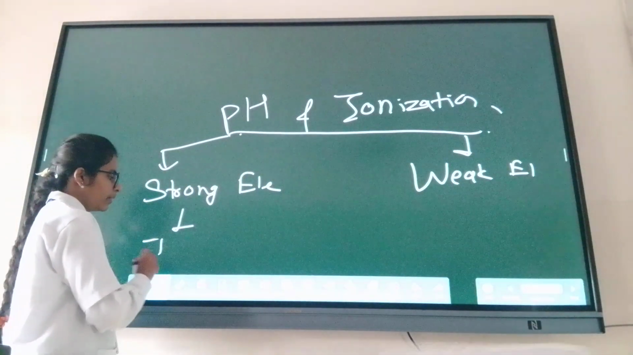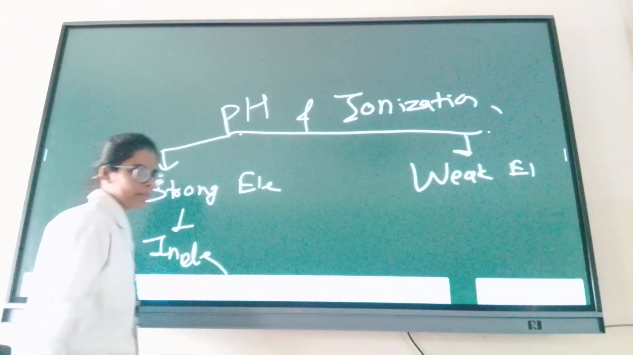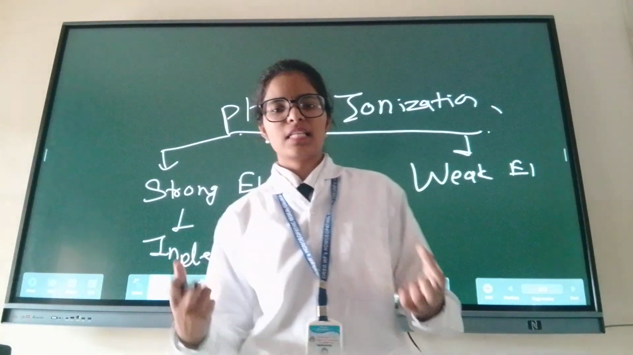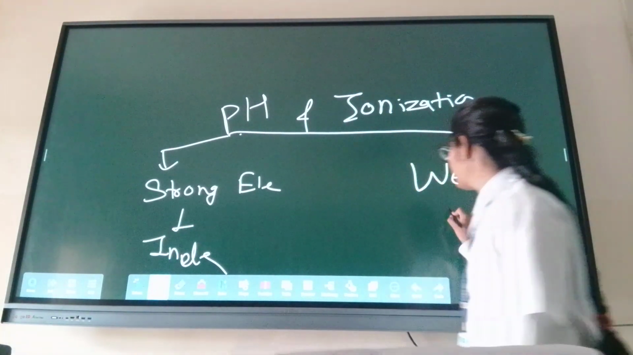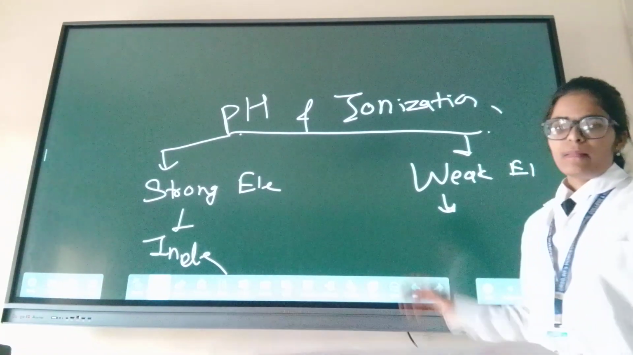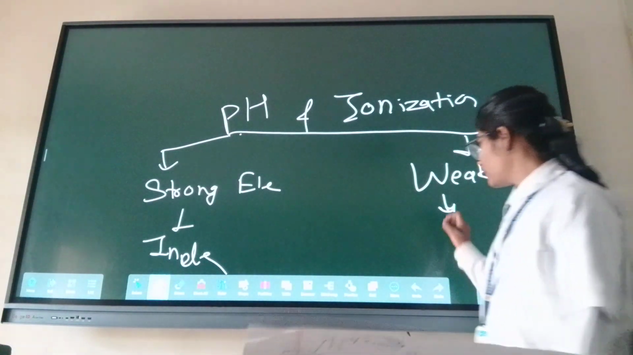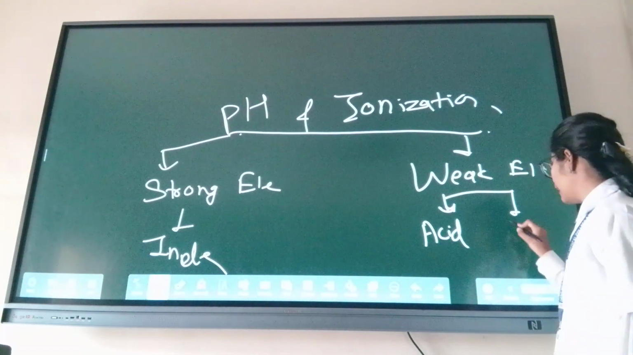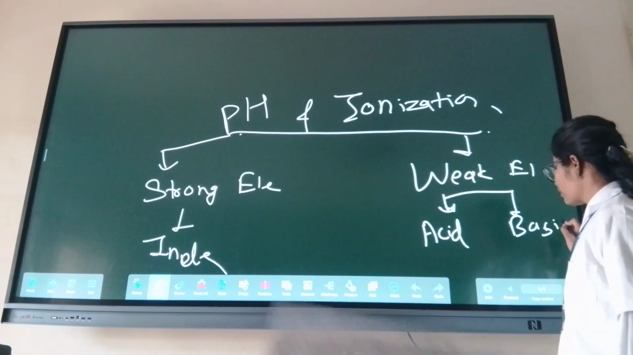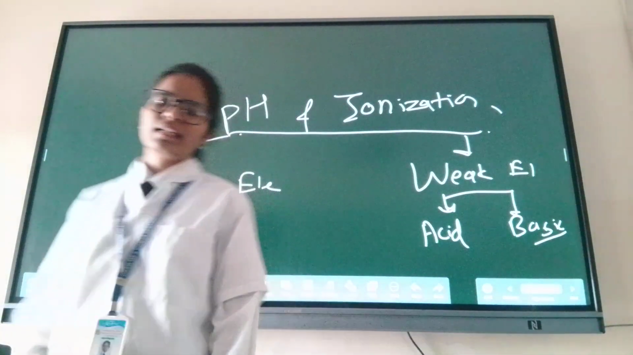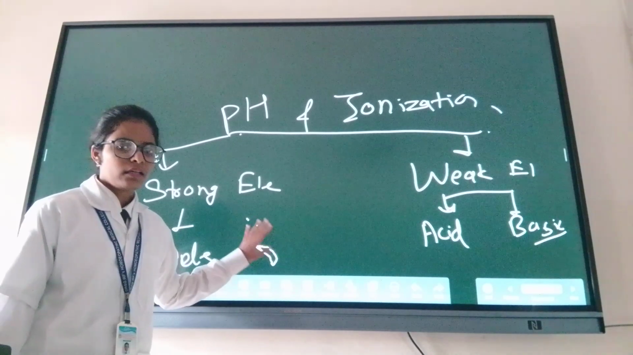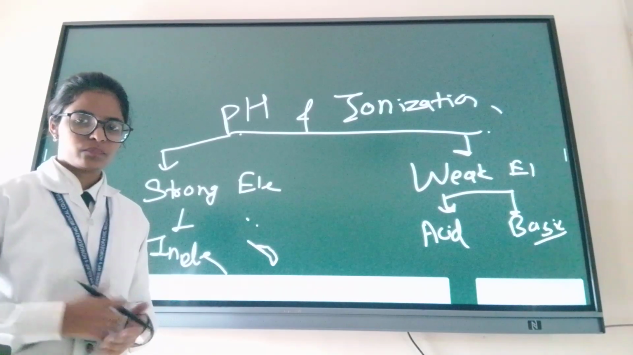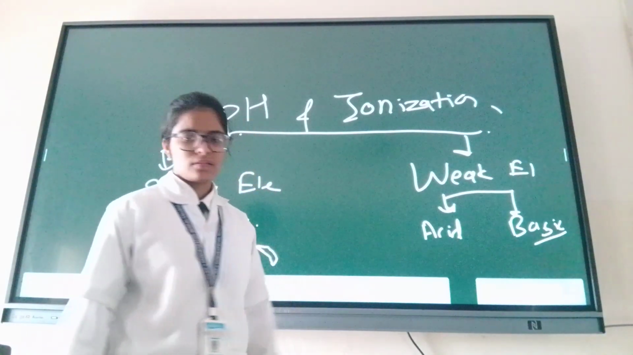Strong electrolytes are independent of pH. They will absorb in acidic pH also and in basic pH also. And weak electrolytes are pH dependent. In weak electrolytes there are both acidic and basic. In strong electrolytes there are also acidic and basic, but they are pH independent. They do not need any particular pH in the body for absorption. Okay, this is the pH of the drug.